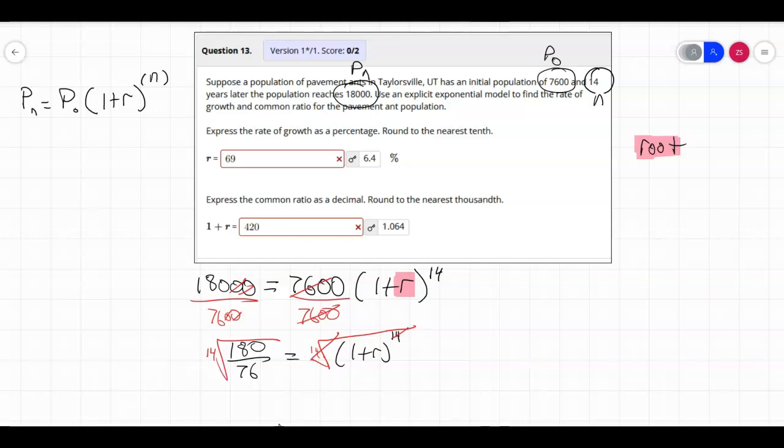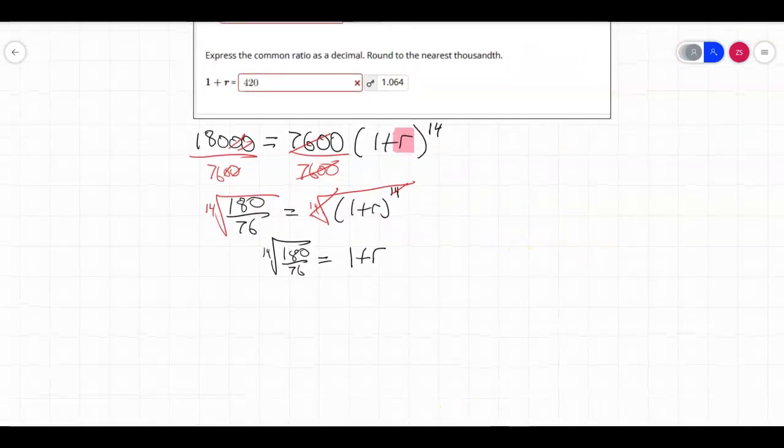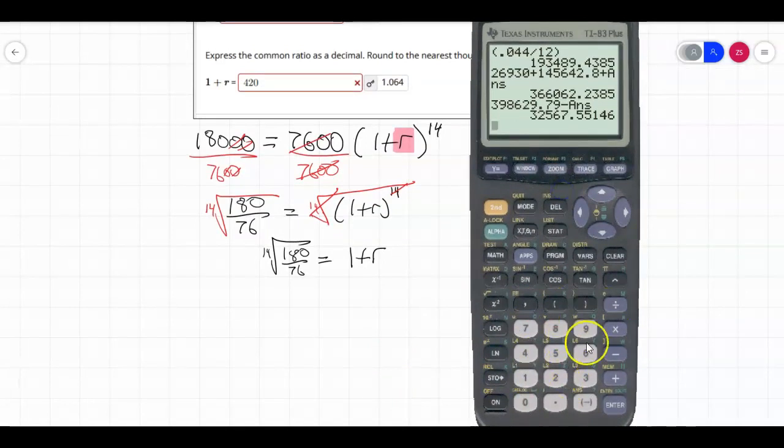Now, how do we evaluate this? Well, we'll get to that. Actually, I don't need to finish anymore because I now have 1 plus r, which is one of the answers that they asked for. So now we need to pause and work on a calculator. Although you might not have this calculator, the keys and the keystrokes we'll use are very similar to almost all the TI calculators, which are the most common ones. That's why I chose this calculator to use.